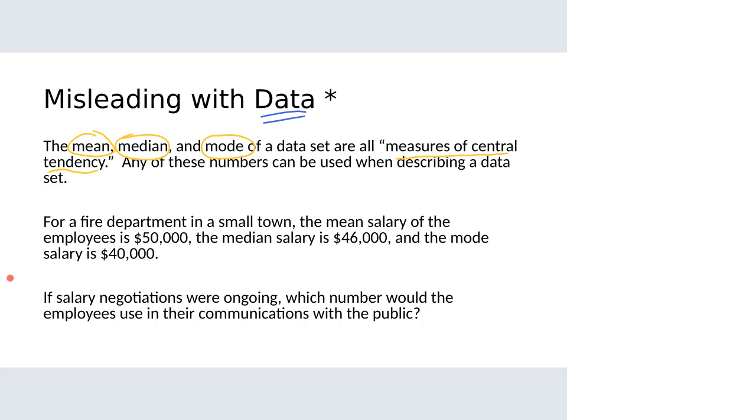And the assumption we're making here, and maybe you didn't when you read the question, and I probably should have made this more clear, is salary negotiations are ongoing. They want to get a raise. So they're trying to get public opinion on their side. They're trying to get the public to support them. So we'll go another 15 seconds on this and then talk about it.